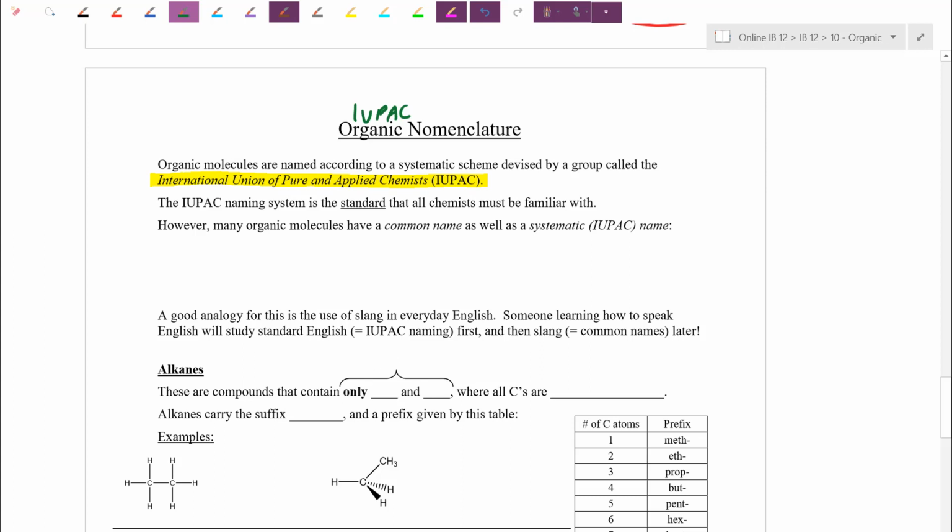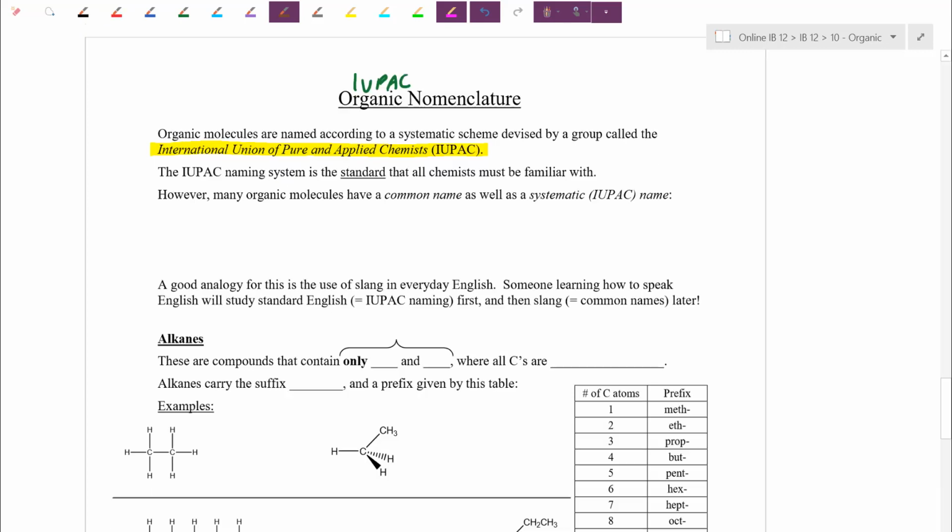So organic molecules are named according to a systematic scheme as devised by IUPAC. IUPAC naming is the standard for all chemists, whether you're doing science in Europe or France or Brazil or Canada, wherever. Everyone will convert back to these names. However, even though we do have a systematic IUPAC name, a lot of these names have a common name. They have a sort of trade name as well, so you might need to know the common name as well.